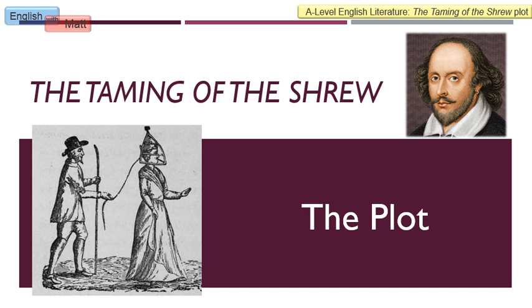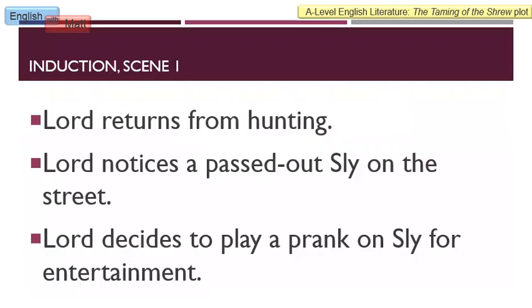Very simply, I'm going to go through the 14 scenes of the play, giving you in bullet points the main things that happen, and I'll be discussing it along the way. So we're going to start with the induction scene 1. It's important to think of the induction because it is still part of the play, even though we don't see any of the main characters yet.